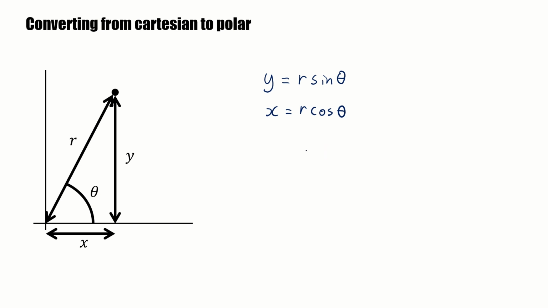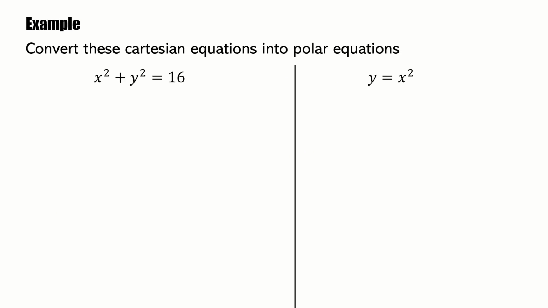However, there is a third equation to help you convert things that is very helpful and quick to use in certain scenarios, and this is obtained using Pythagoras. Of course, by Pythagoras, x squared plus y squared must equal r squared, and that's very useful because it means instead of having to individually convert the x's and y's if they're in that particular structure, you can just instantly replace them both with an r squared together. So therefore, let's put that into practice. Let's convert these Cartesian equations into polar equations.